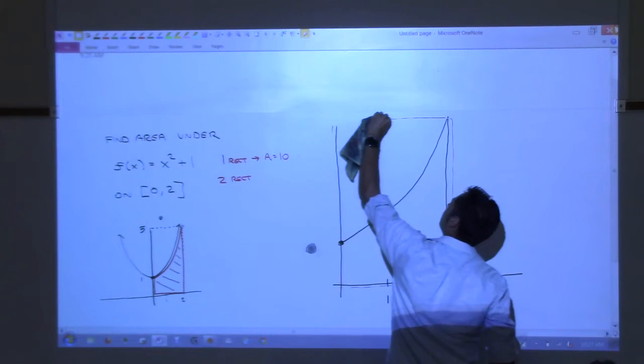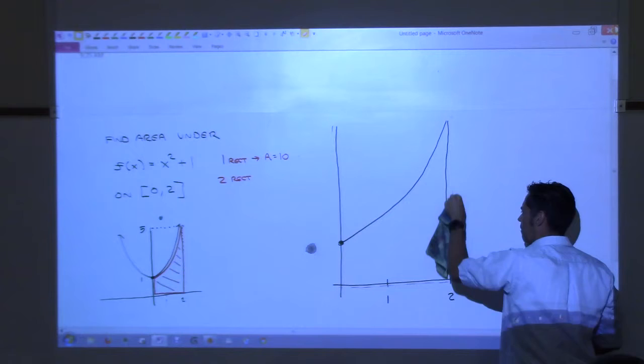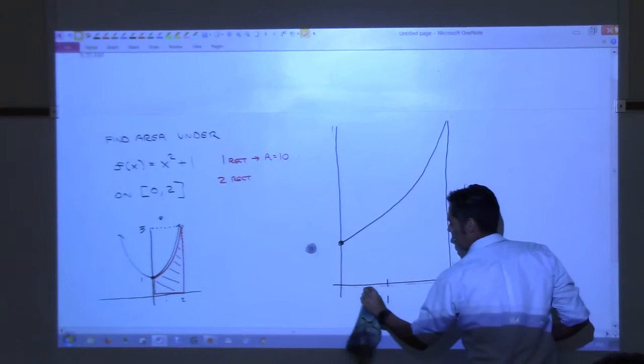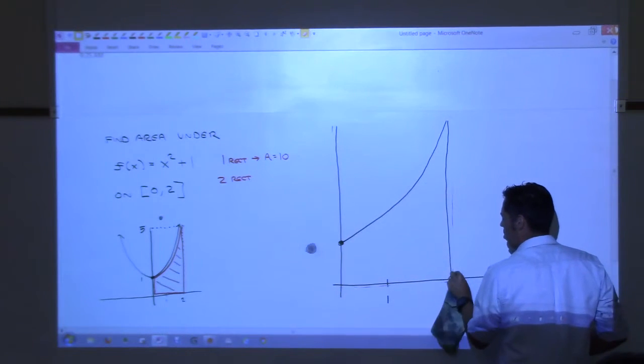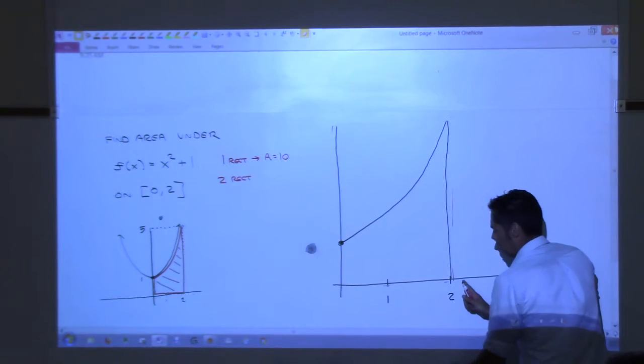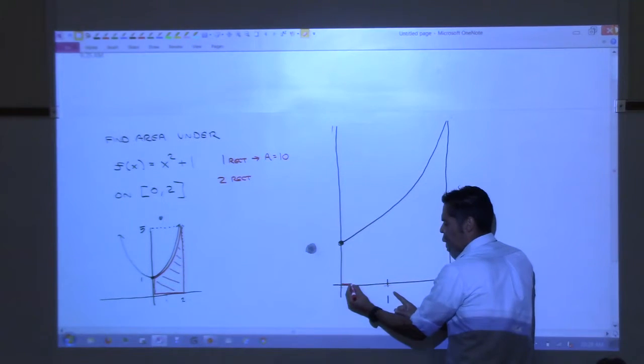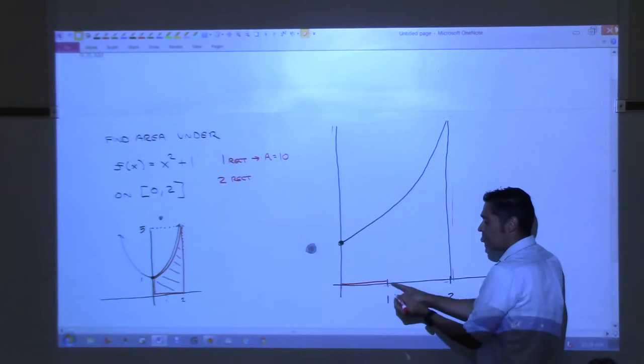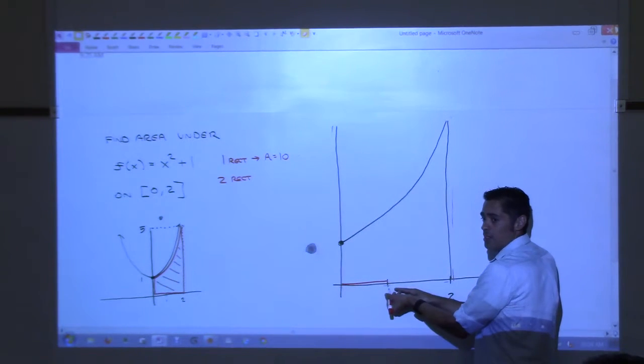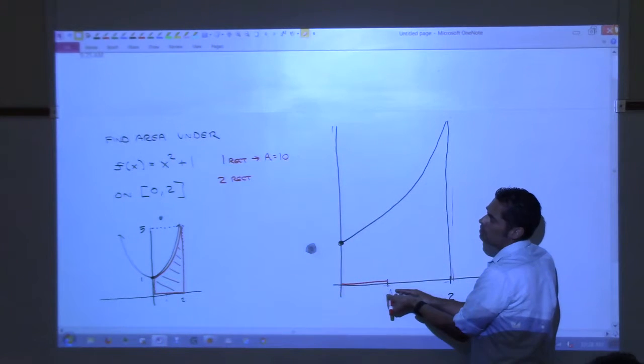I'm going to go, and instead of going all the way across like I did, I'm going to go halfway first. So I'm going to go only from 1 to 2. And then when I get to 1, I'm going to plug 1 into the function. And what happens when I plug 1 into the function?